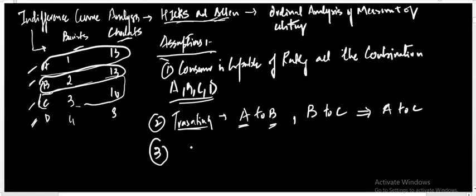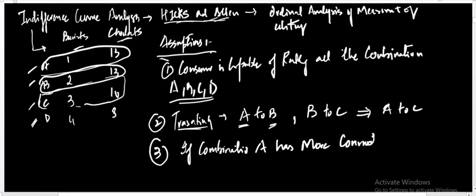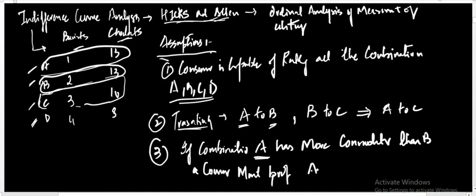Now another important fact is that if a combination A has more commodities than B, in this sense a consumer must prefer A to B. So what does this mean? It means that if any combination has more commodities as compared to any other combination or basket, a consumer should prefer that combination that has more commodities.